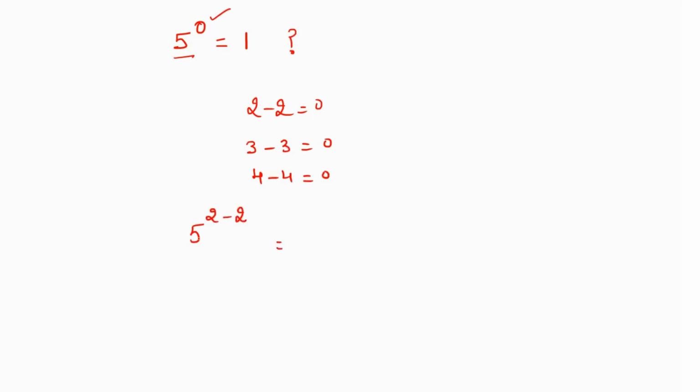So 5 raised to 2 minus 2 is equal to 5 raised to power 0. Instead of 0, I have written 2 minus 2. And we know a rule of powers and exponents: a raised to power m upon a raised to power n is equal to a raised to power m minus n. If we have the same base and different powers, when a term moves from numerator to denominator or from denominator to numerator, the sign will change. So that's why it is a raised to power m minus n.